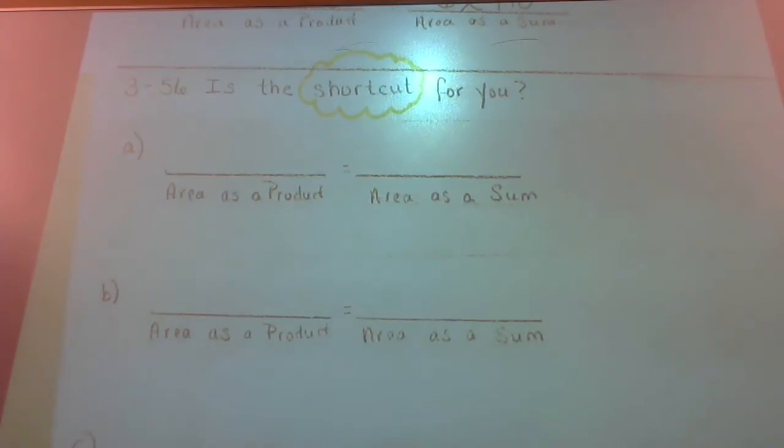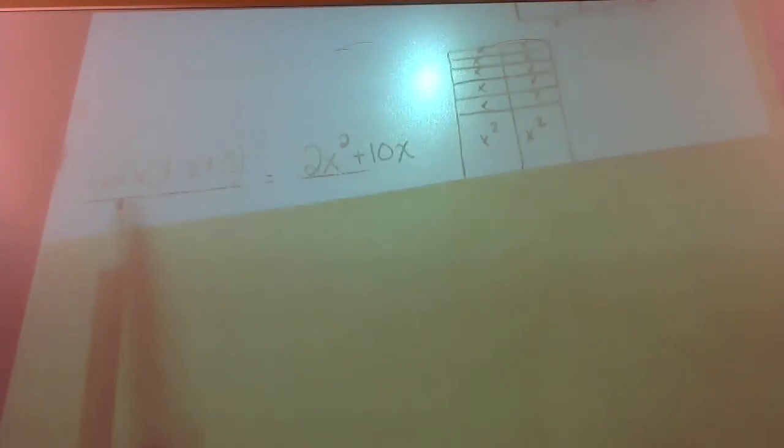So let's go back to problem C. So problem C was this. I took 2x times x plus 5. So I'm going to have you write that out again.